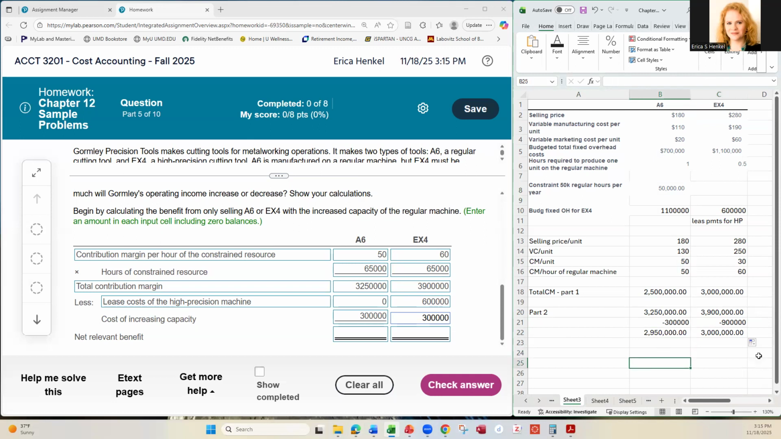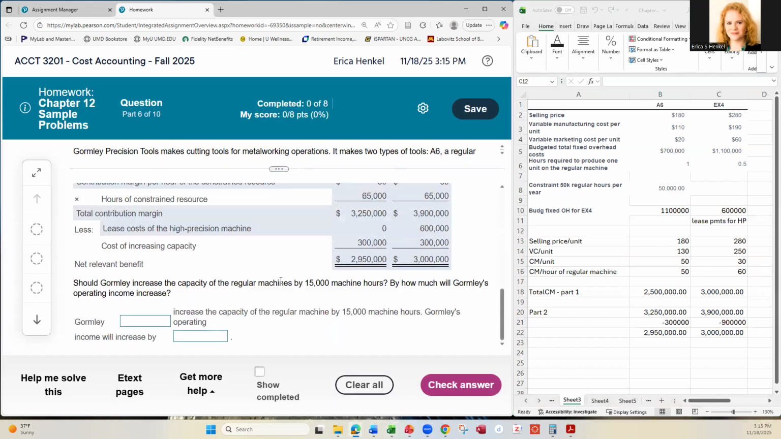All right, so now with this expanded capacity, should have an E on the end of it, we actually are making enough to cover that 600,000 and the additional 300,000 here. So the relevant benefit here is 2,950,000, but over here it's 3 million. I think I forgot a zero there. Yeah, I did.